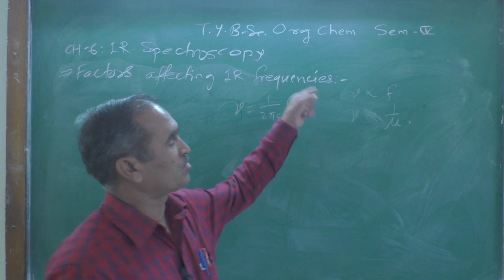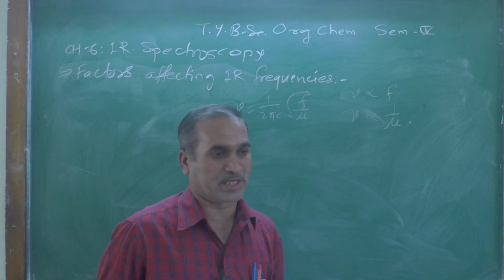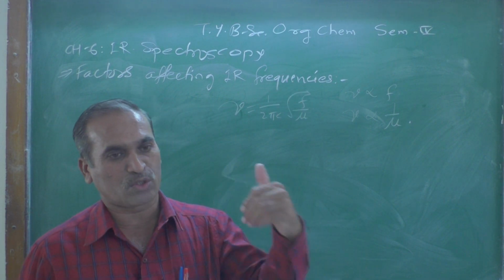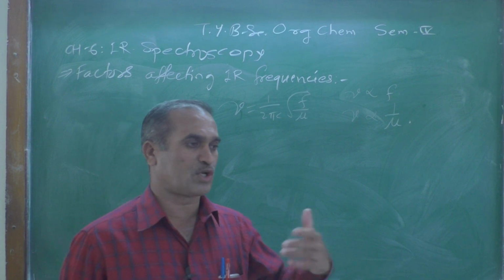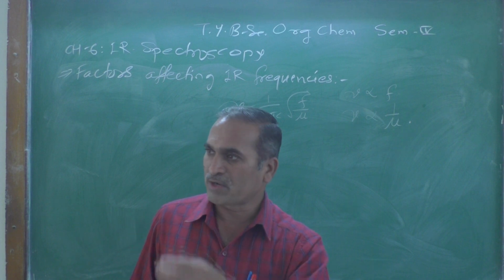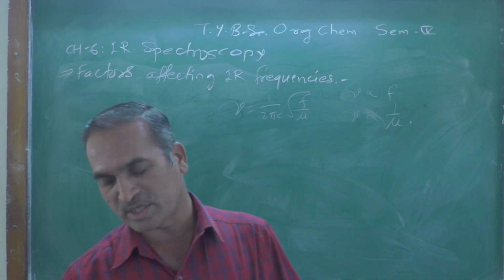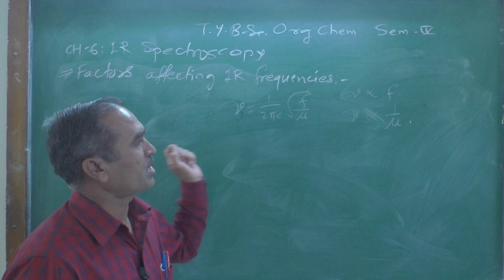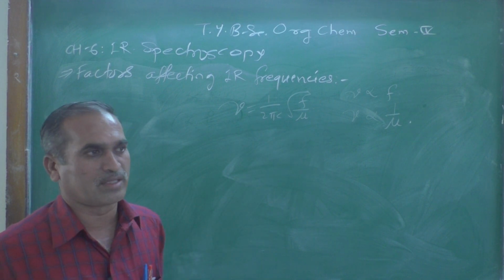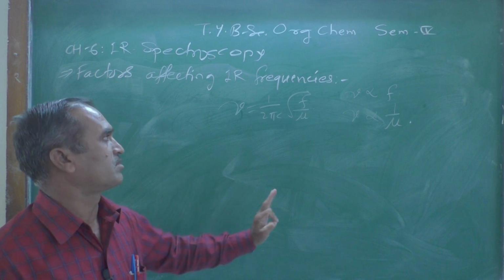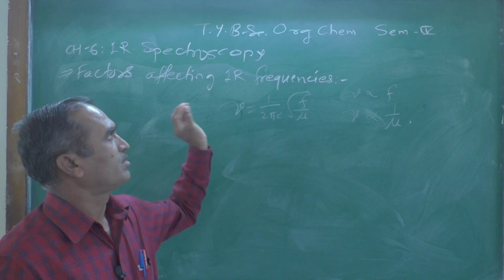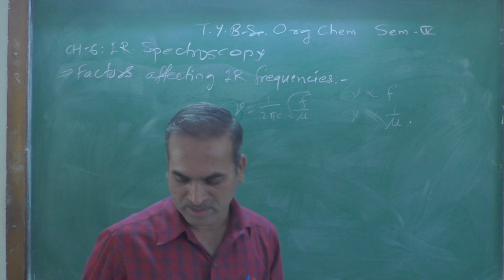Means if the force constant or the strength of bond increases, the frequency will also increase. If the reduced mass goes on increasing, the IR frequency goes on decreasing. That is the straightforward comparison. You can remember this as a tip and trick, the simplest trick to remember this type of thing.